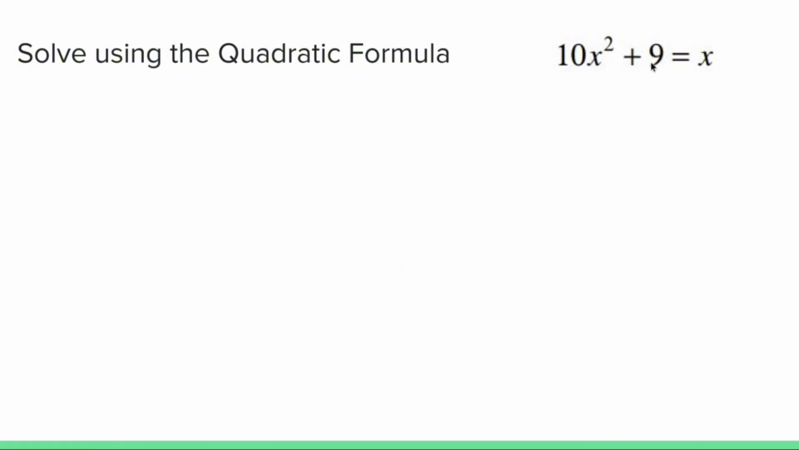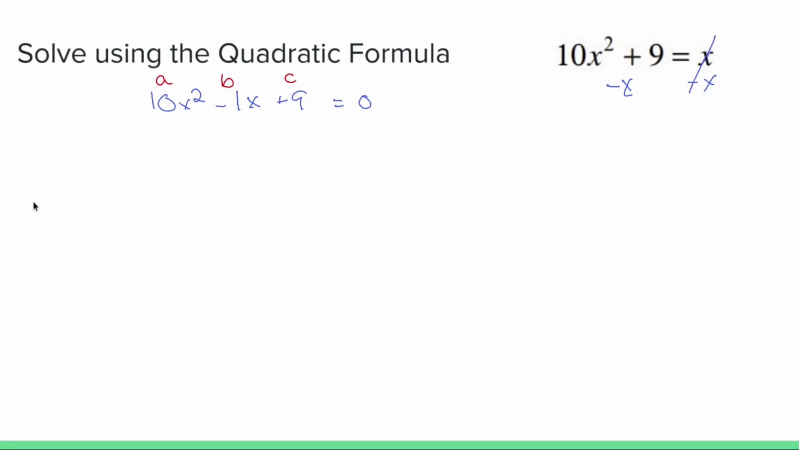Solve using the quadratic formula. In order to use the quadratic formula, we need everything on the left and 0 on the right. So let's subtract x from both sides, and that gets me 10x squared minus invisible 1x plus 9 equals 0. And now you might be thinking, whoa, whoa, whoa, with the invisible 1. The next step is to label the number in front of x squared a, the number in front of regular x b, so yes, negative 1, and 9 c.